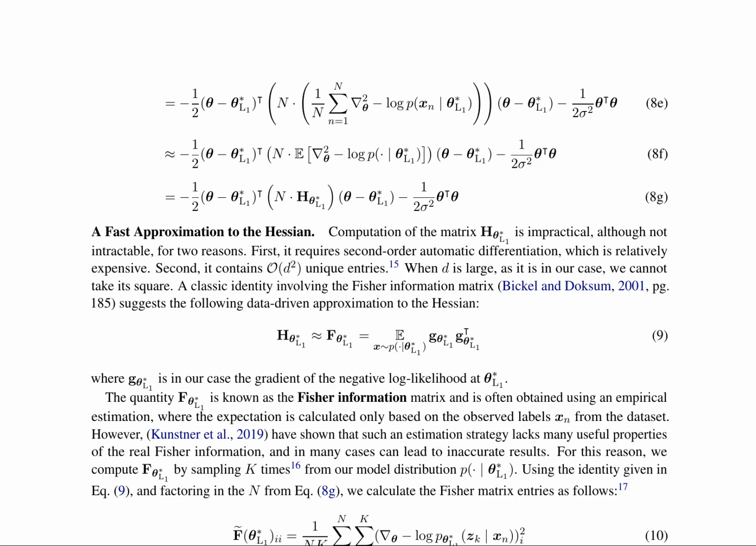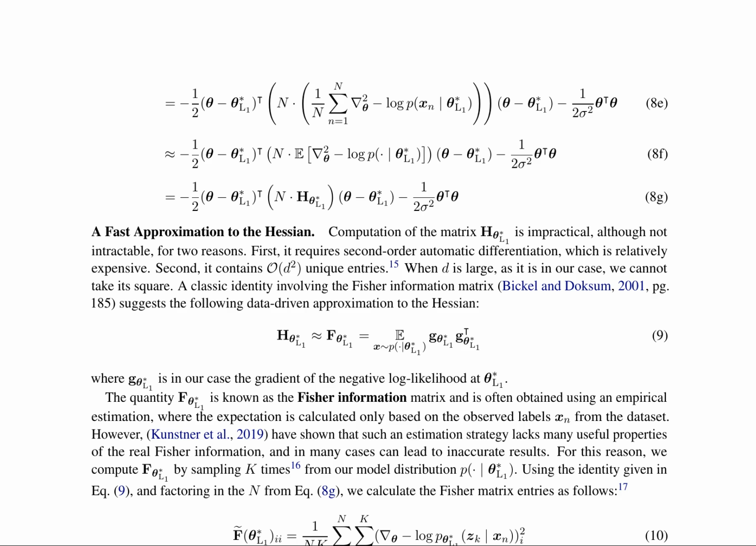Equation 8e provides a quadratic approximation to the log likelihood function, with the Hessian matrix approximated using the Fisher information matrix. However, due to the large size of the Hessian matrix and the need for second-order automatic differentiation, its computation is impractical. A data-driven approximation to the Hessian is proposed, leveraging the Fisher information matrix as shown in equation 9. This approximation is based on the gradient of the negative log likelihood at the optimal parameter value theta star L1.